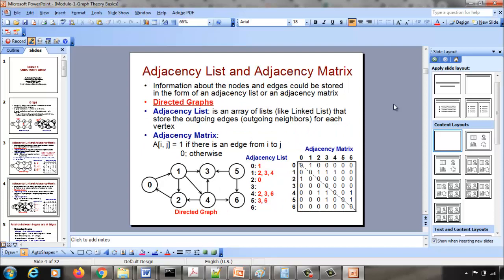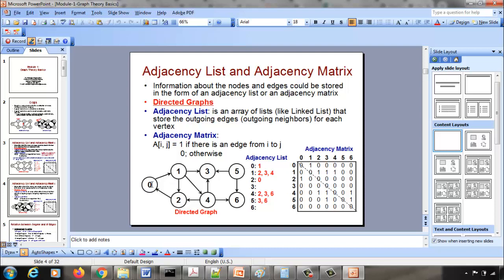Alright, now similar to an undirected graph, you could also have a directed graph and store information about the directed graph. Now, as I said, in a directed graph, you have an edge from one vertex to another vertex, so we can call this edge from 0 to 1 an outgoing edge for node 0, or an incoming edge for node 1.